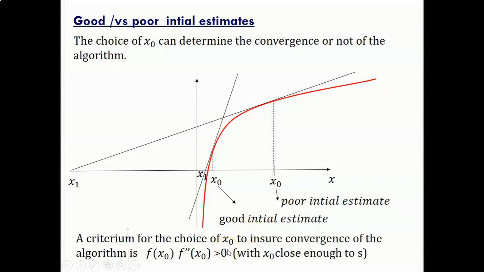So a criterion for the choice of x0 is first to choose x0 close enough to the solution. This means that the interval AB must be small enough. And second is to choose x0 such that f of x0 times f secant of x0 is positive. So with a choice of x0 respecting these conditions, the algorithm should normally converge.